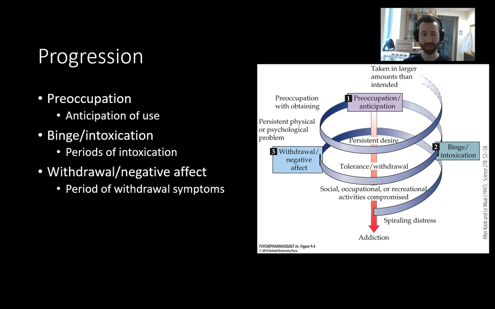It's pictured here not as a cycle, but sort of as a downward spiral, because that's how things tend to progress, with some mechanisms we'll talk about later on, like tolerance and escalation of drug use. You see things getting worse and worse with needing more and more of the drug, and the negative withdrawal aspect getting more and more severe as time goes on. So you see things like a persistent desire developing, and then social, occupational, and recreational activities being compromised. So again, distress and ill effects from continued use. As the spiraling distress continues, you see the development of an addiction or a substance use disorder.